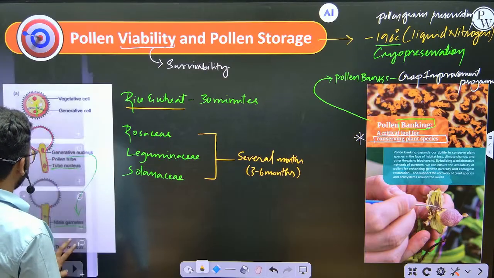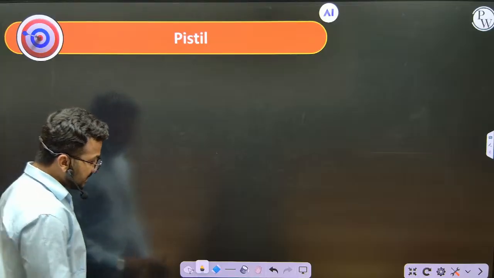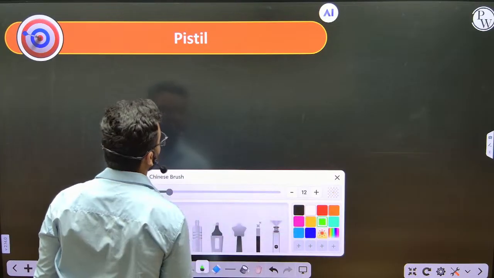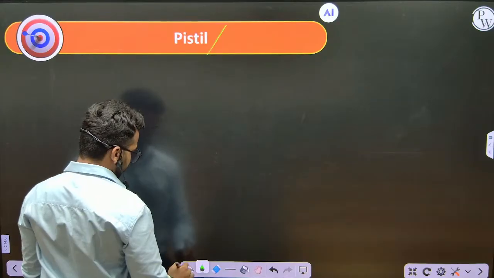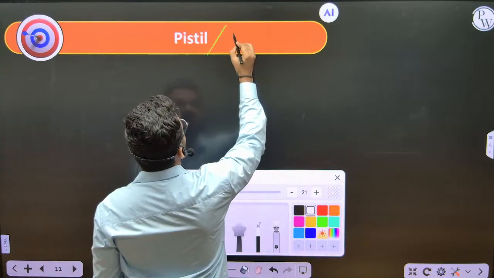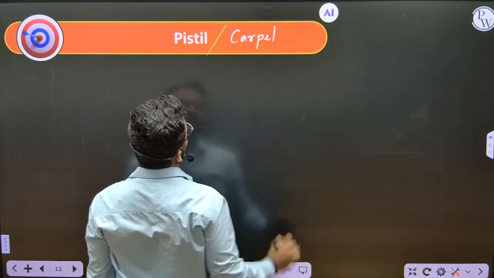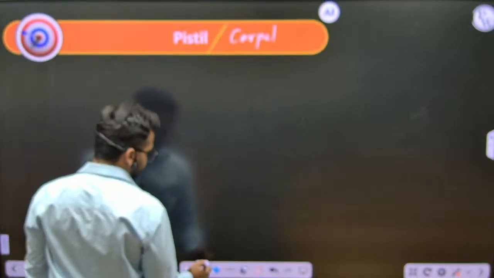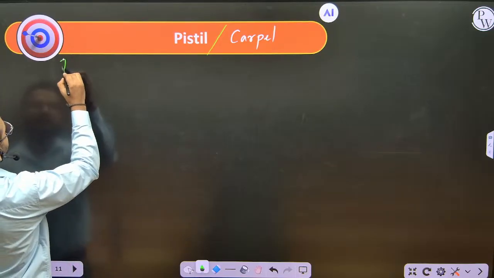Next we will be discussing the pistil. The pistil is nothing but the female reproductive structure. We can call this the carpel also. This is the carpel. What we are going to discuss in today's session is the female reproductive structure.